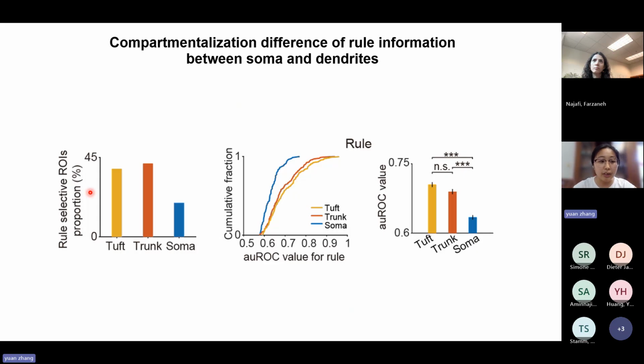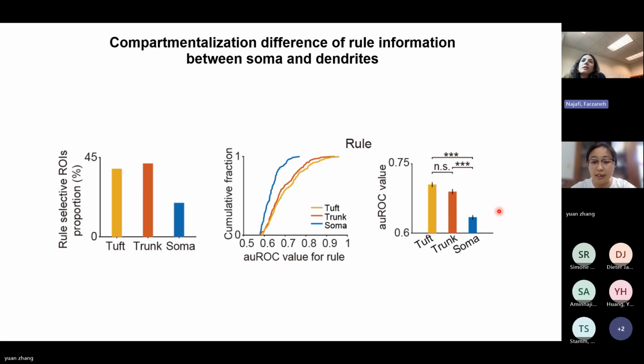So these are example neurons, and then we summarize all the ROIs we have. Quantified by the AUC analysis, we calculate the proportion of significant rule-selective ROIs, and we found dendrites have a greater proportion coding for rule than soma. And this is for how much information is coded, and we found the AUC value for dendrites is also significantly higher.